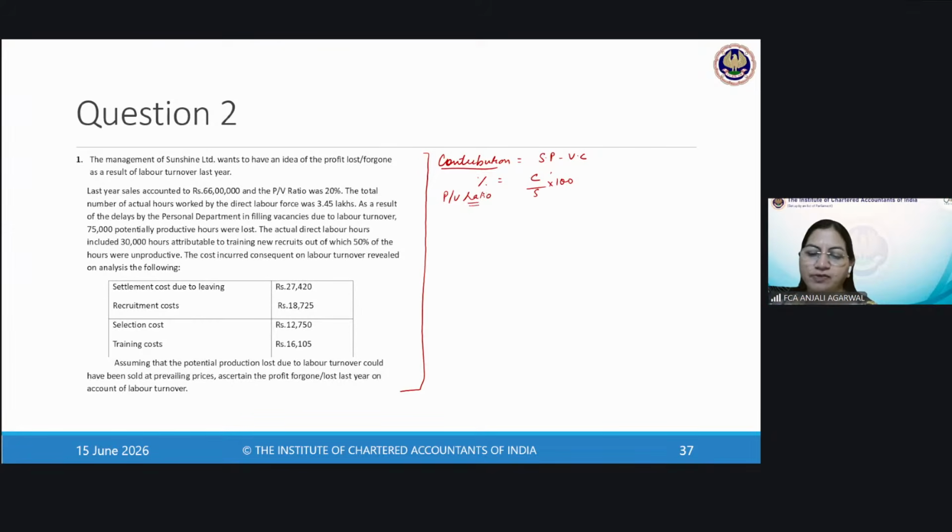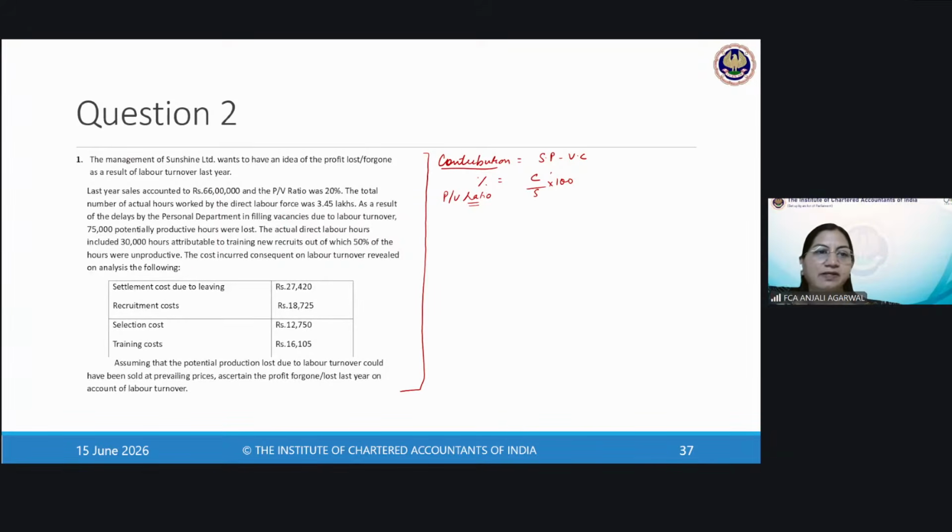This is that part of your sales which contributes towards recovering fixed cost. And then if fixed cost is completely recovered, it gives you profit. Or if fixed cost is not recovered, at least it will help you in reducing your loss. If you sell one extra unit, the PV ratio, or the contribution percentage in that sales, will either increase your profit or reduce your loss.